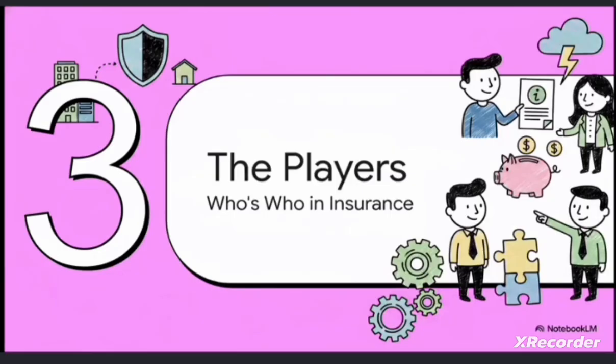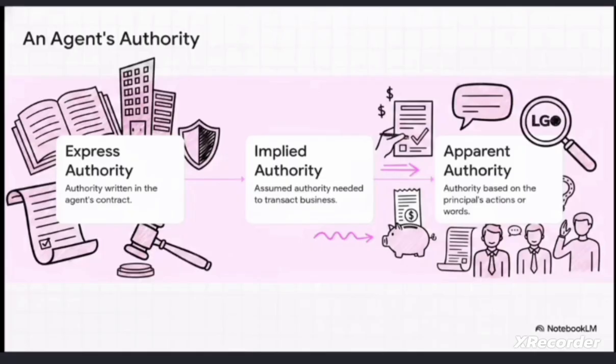Okay, so we've talked about the what and the why. We get the problem of risk and we get how the policy solves it. But who are the actual people and companies making all this happen? Let's meet the players. When you're talking to an insurance agent, you're talking to the company. Their power to act for the company comes in three flavors. Express authority is what's spelled out in their contract. Implied authority is the stuff that's just common sense for their job, like collecting your first payment.